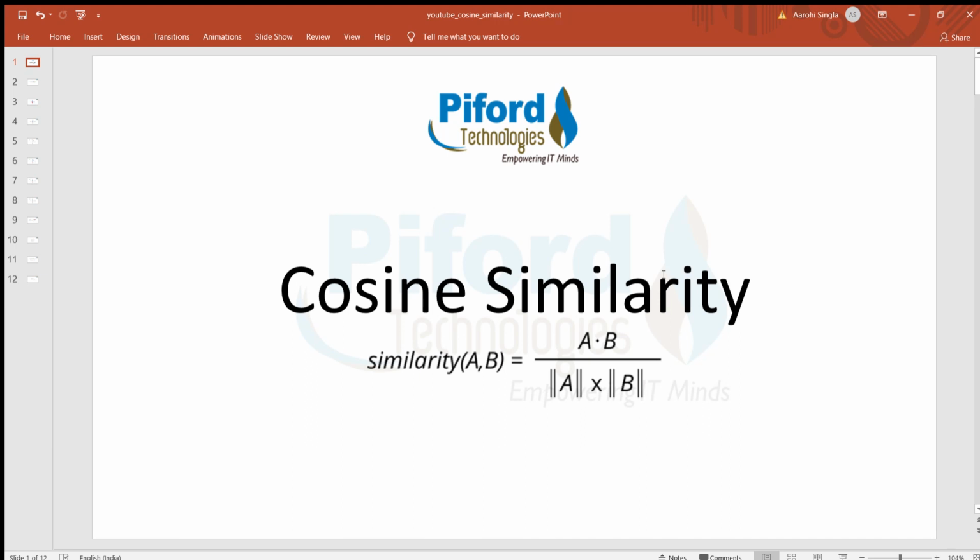Everyone, this is Arohi, and in this video I'll talk about what cosine similarity is and how to calculate it. See, this is the formula of cosine similarity. A and B simply mean two vectors, or you can simply say two different features, and we want to see how much similarity there is between these two vectors or features, and how we can calculate that by solving this formula.